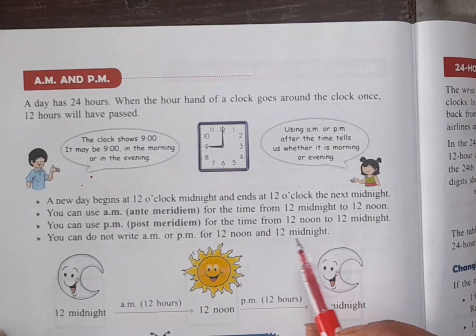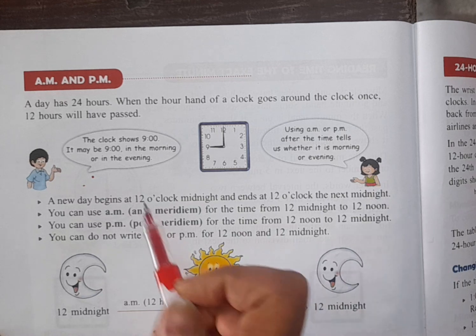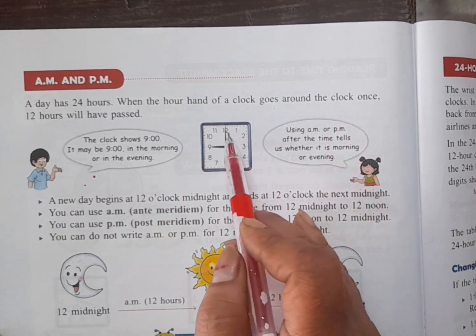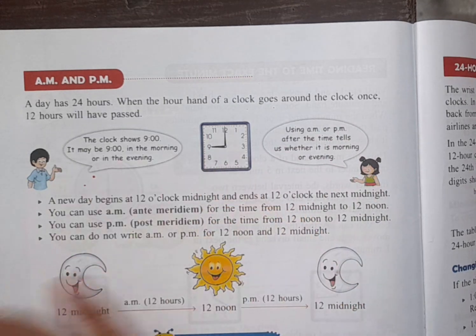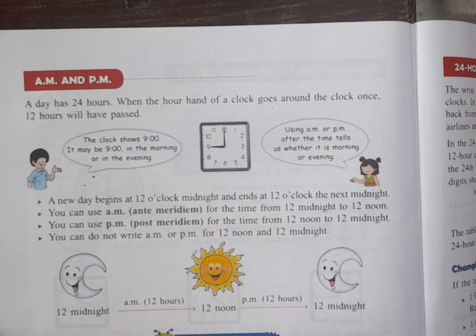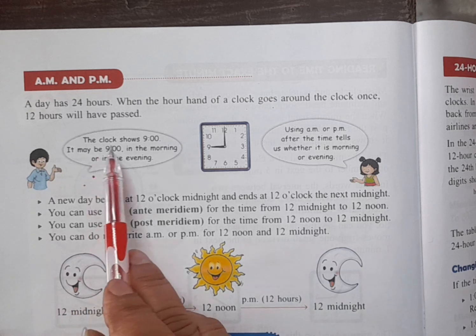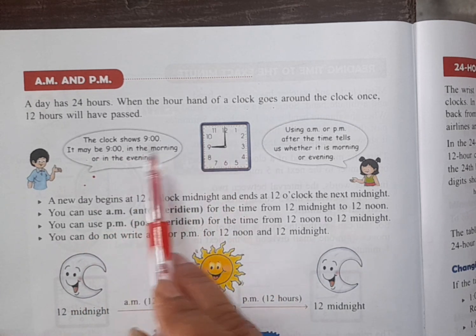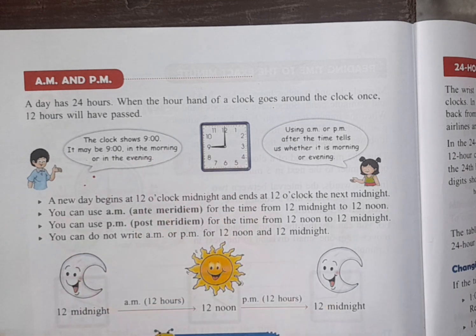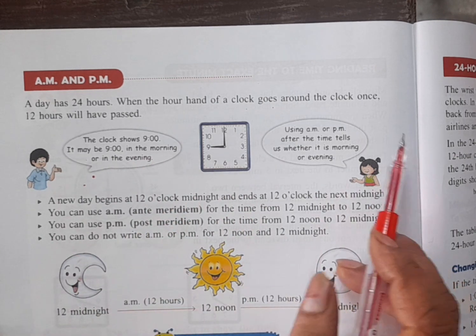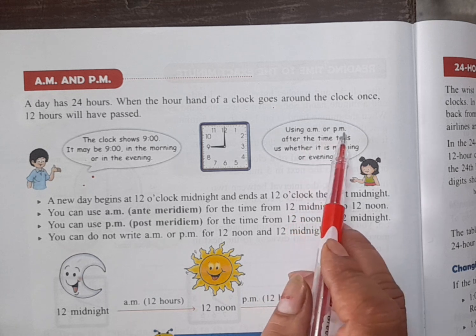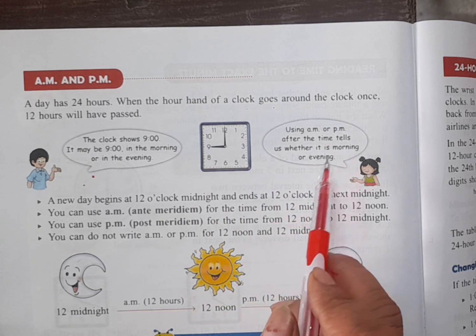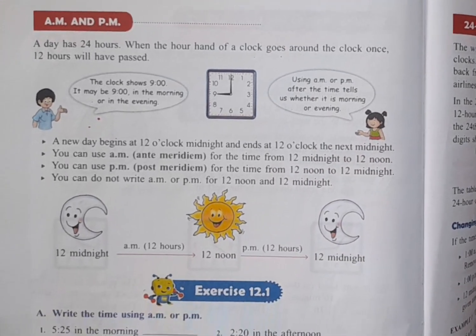Children, as you know, a day has 24 hours, and when the hour hand of a clock goes around the clock once, when it completes one round, 12 hours will have passed. The clock shows 9. It may be 9 in the morning or in the evening. Students, AM or PM after the time tells us whether it is morning or evening. We have already done this in class.